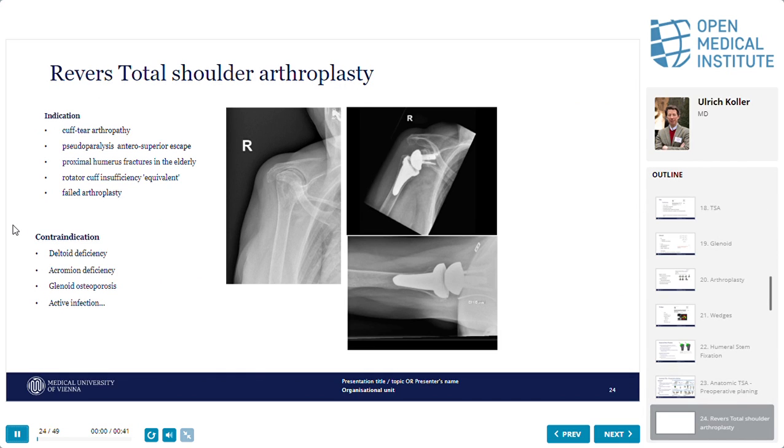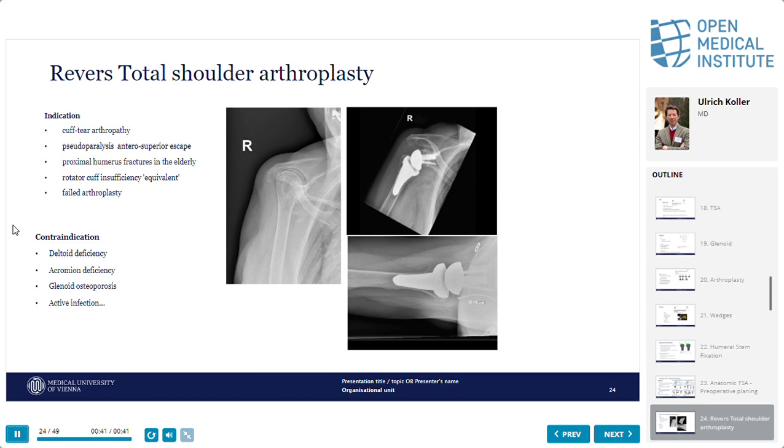So now, when anatomic total shoulder arthroplasty does not work, we go for a reverse shoulder arthroplasty. The indication, I think, is clear: cuff tear arthropathy, pseudoparalysis due to anterior superior escape, proximal humeral fracture in elderly patients, rotator cuff insufficiency equivalence, and failed arthroplasty or anatomic arthroplasty. The contraindications are deltoid deficiency, acromion deficiency, glenoid osteonecrosis, osteoporosis, and of course active infection.